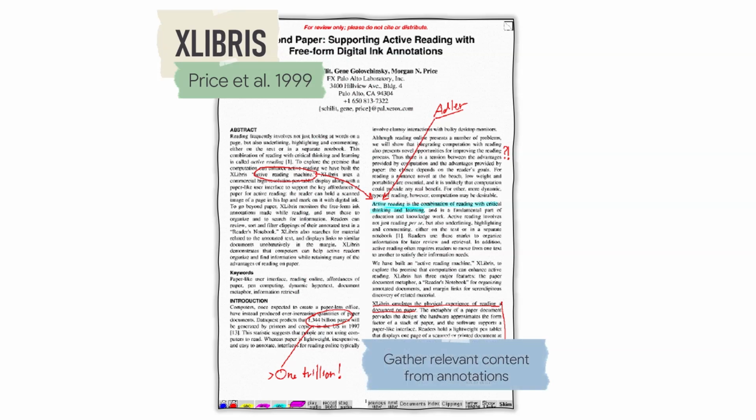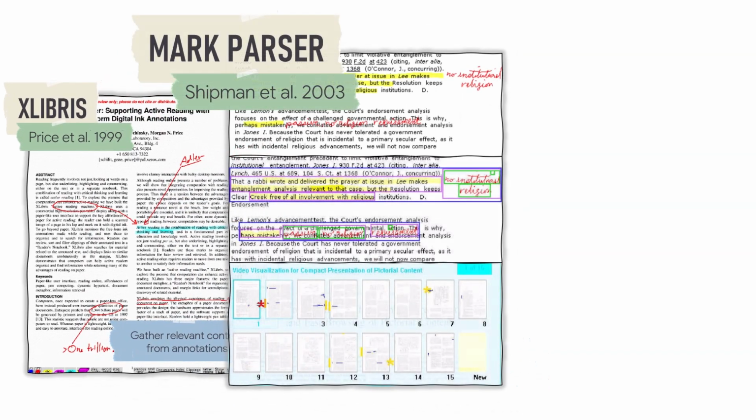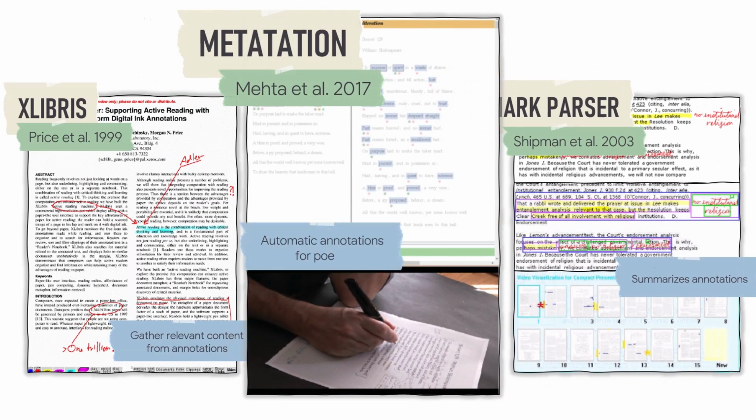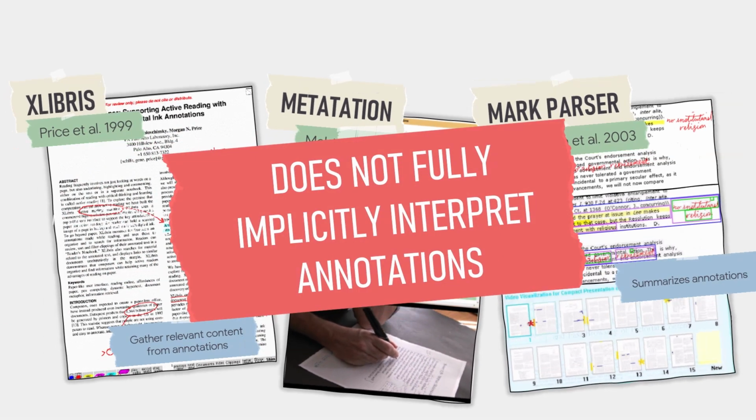One notable early example is Exlibris, which can gather relevant content from your annotations. The mark parser summarizes the number of annotations that you made on the document. And meditation supports automatic annotations for poetry. However, a common limitation is that they cannot fully interpret the annotations, meaning they rely only on heuristic pattern matching and are unable to infer the purpose of the annotations beyond their predefined context.